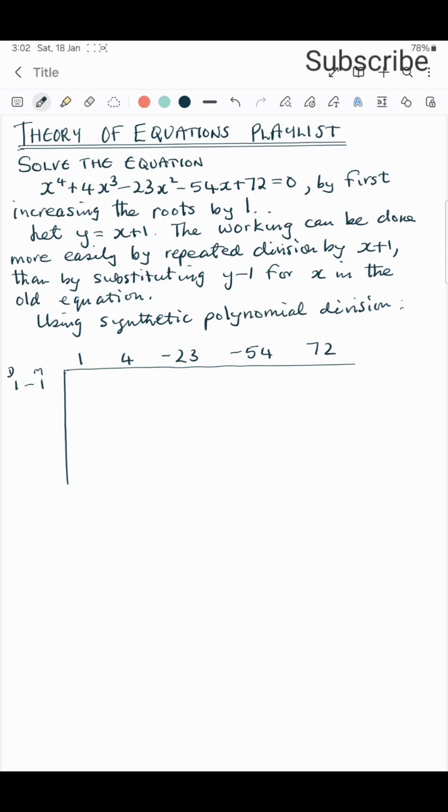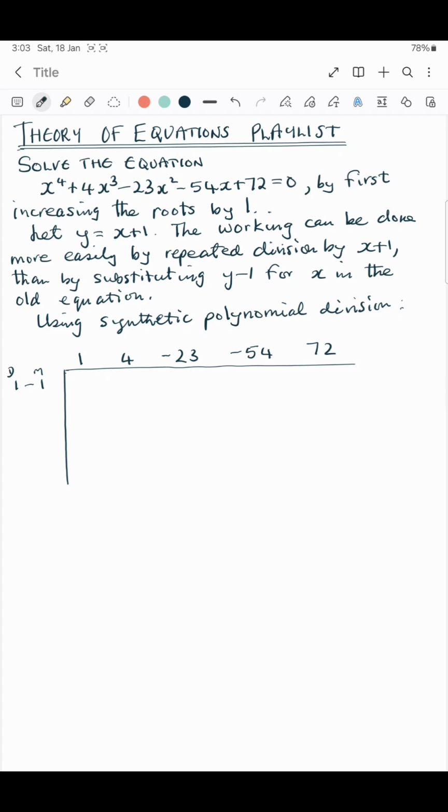Continuing with our Theory of Equations playlist, this time we want to solve the equation x to the fourth plus 4x cubed minus 23x squared minus 54x plus 72 equals 0 by first increasing the roots by 1, thereby hoping to get a more tractable equation. So we let y equals x plus 1, and I've written here that the working can be done more easily by repeated division by x plus 1 than by substituting y minus 1 for x in the old equation. That would involve quite a lot of tiresome labor.